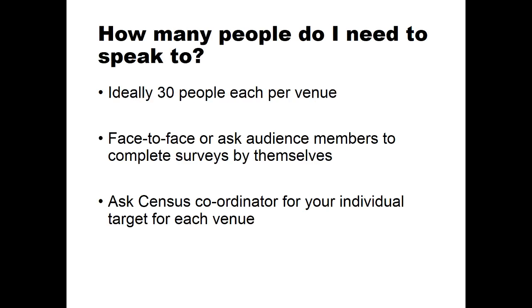For each venue, we ideally want to collect data from at least 30 people. To do so, you can either go through the surveys face-to-face with audience members or ask them to complete it themselves on their smartphone or tablet device. You will have flyers with the census website on so that audience members can go to the website themselves and fill out their own surveys. Your census coordinator will be able to tell you your individual target for each venue.